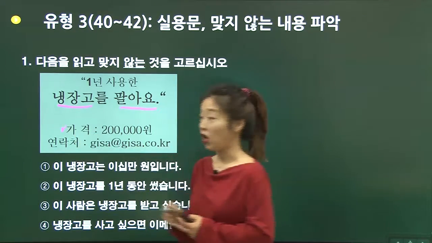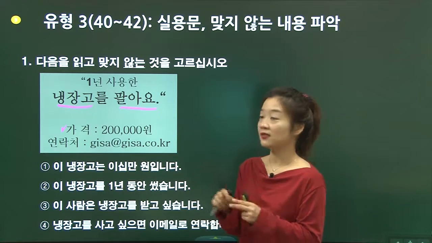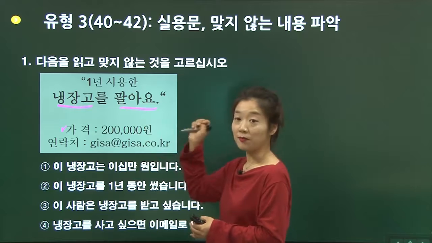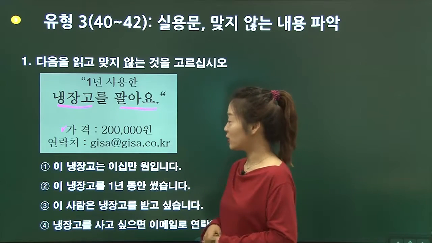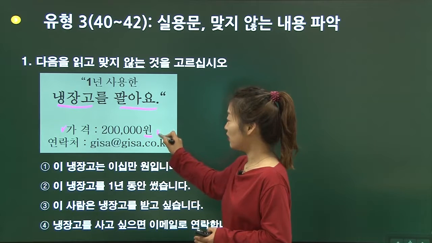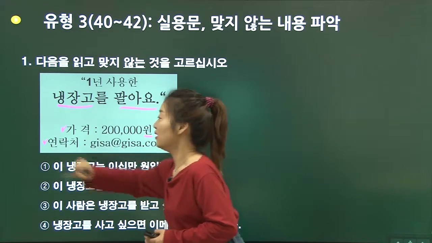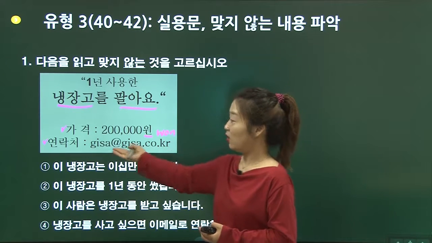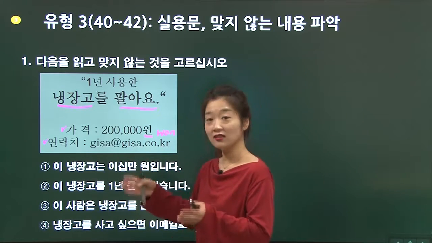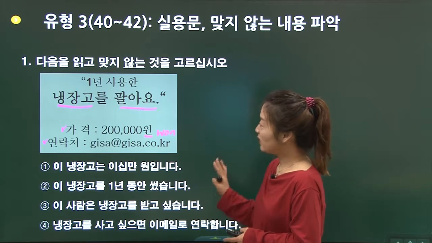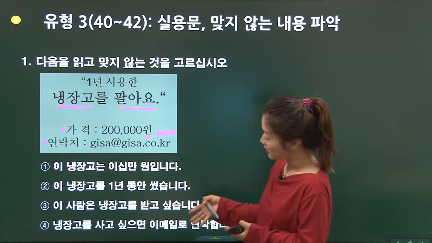Let's find what other information there is. First, 가격, 가격 20만 원. It looks like a number, right? Of course, if you make a notice about selling something, you can put a price. 가격 is the price. The price is 20만 원, which is 200,000 won. In Korea, we use the won for money. Then next, look at here, 연락처. And then you can see this. What do you think this is? This is an email address, right? So this is about contact. Contact. All right, good. So we have some information about this article, then let's find out which is incorrect.